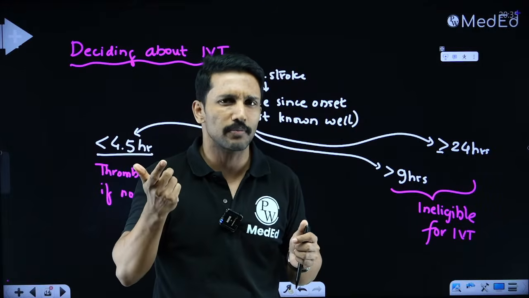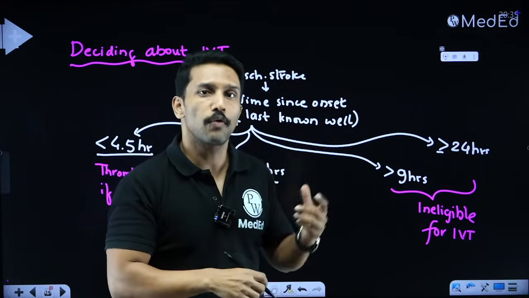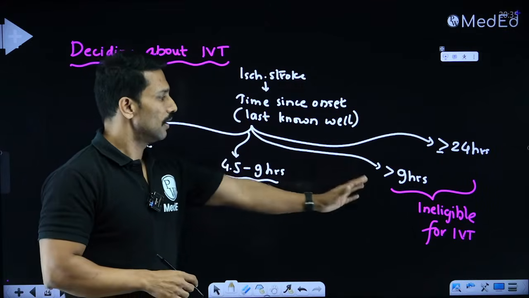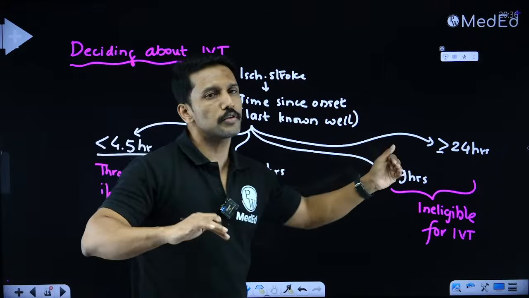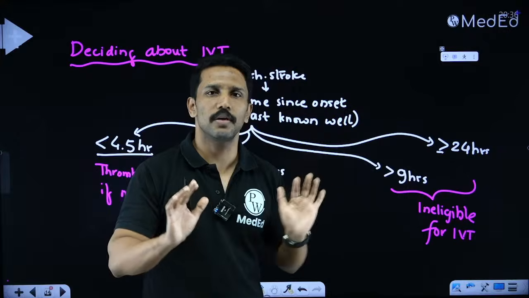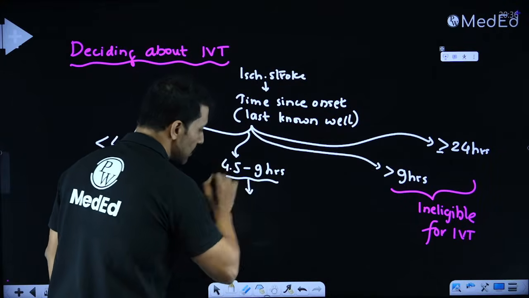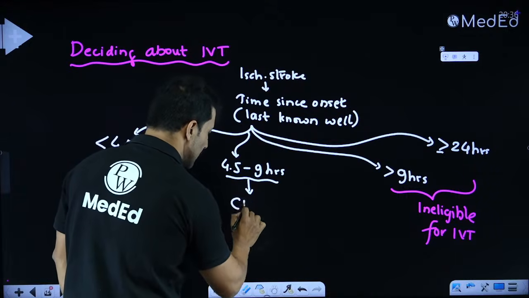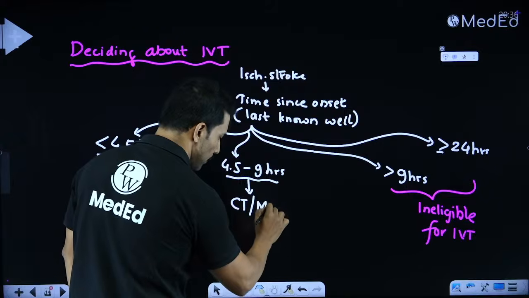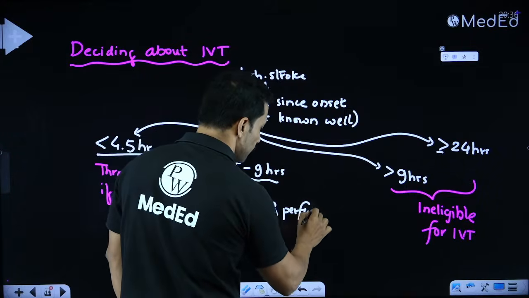And if I don't have the penumbra, then giving the thrombolytic agent is only bringing risk, no benefit, right? So I want to see whether penumbra is there or not. After 9 hours, even if penumbra is there, I don't want to take the risk. After 24 hours, anyway, penumbra will not be there. Everything will be infarct. So what investigation can I do to see whether penumbra is there or not between 4.5 to 9 hours? We will go ahead with CT or MR perfusion imaging, which helps us to identify the presence of penumbra.